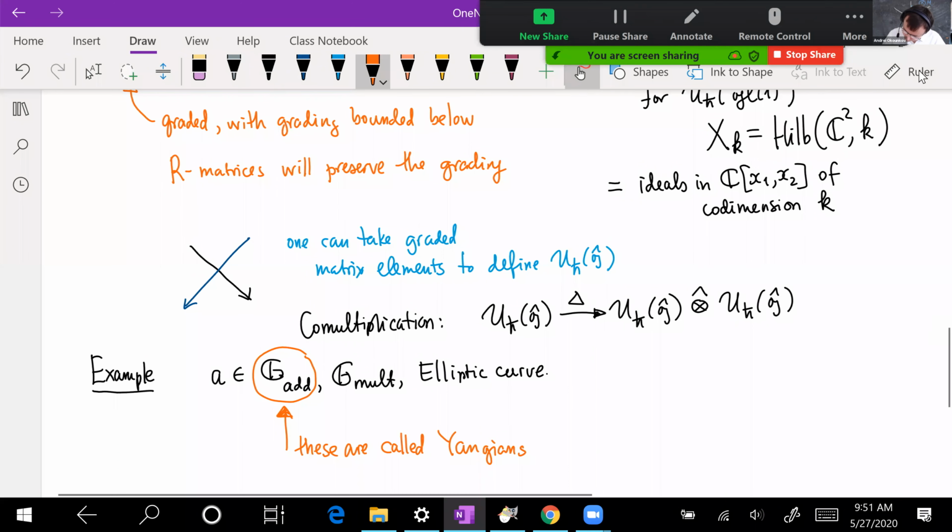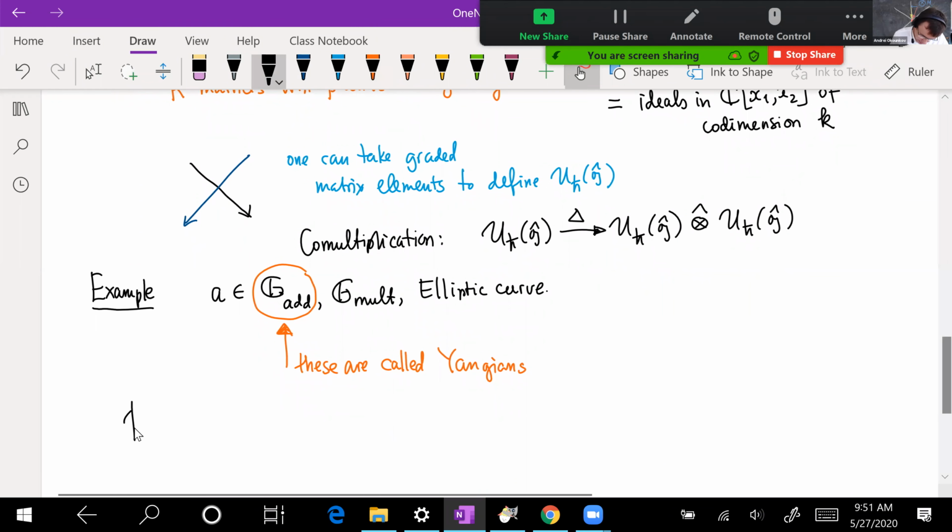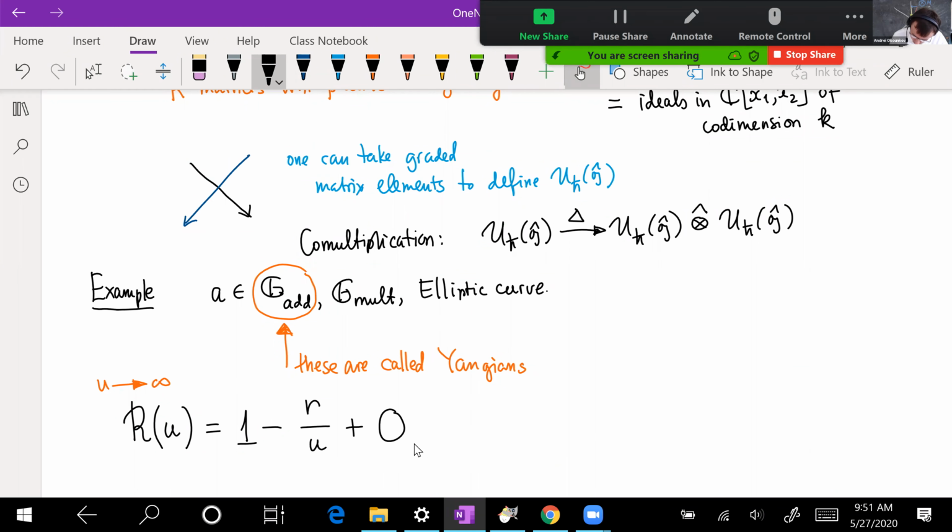For this, the R matrix will have a good expansion at the variable u going to infinity. This variable u is in the additive group, and as u goes to infinity the first term of the expansion will be 1, and the next term will be what is called the classical R matrix, R over u, plus O of 1 over u squared.